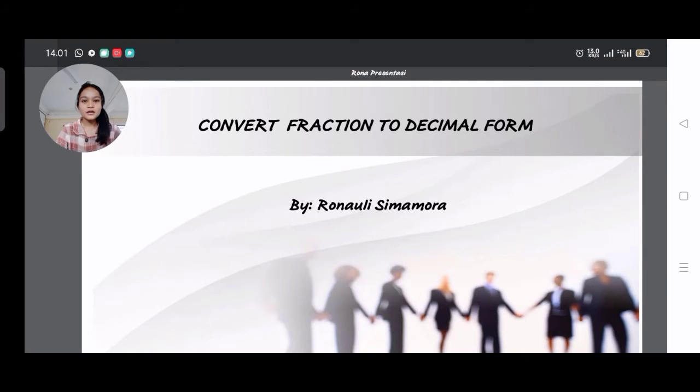Okay, I will convey the material to you. My material is about converting fractions to decimal form by Ronauli Simamora.